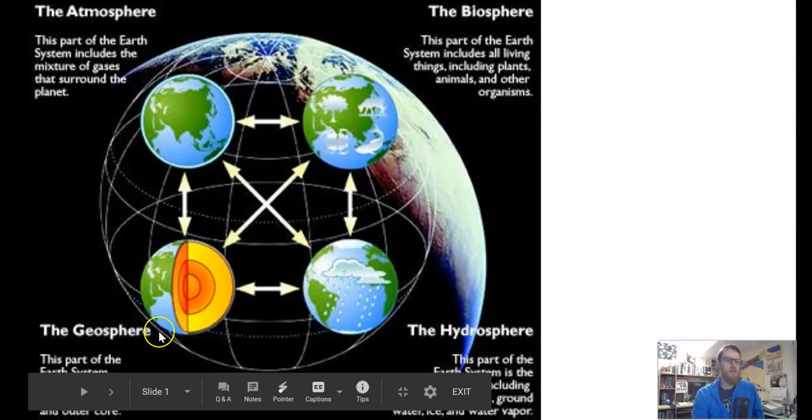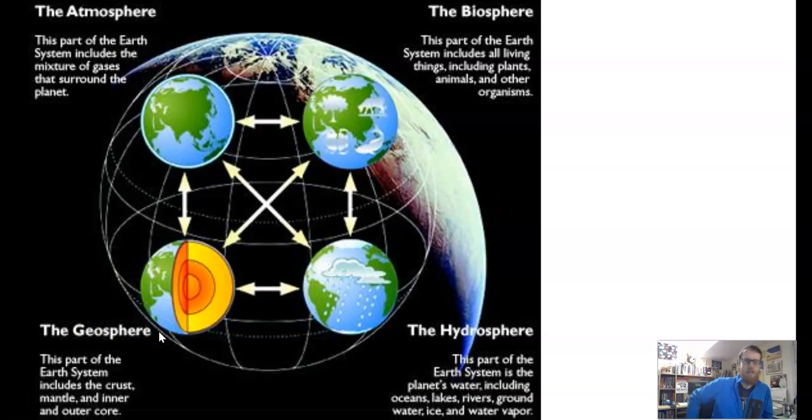And then finally the geosphere, or I might use the term lithosphere. They're basically interchangeable, and unfortunately I haven't quite gotten out of the habit of just using one and not the other. But the geosphere refers to the Earth's crust and mantle, really.